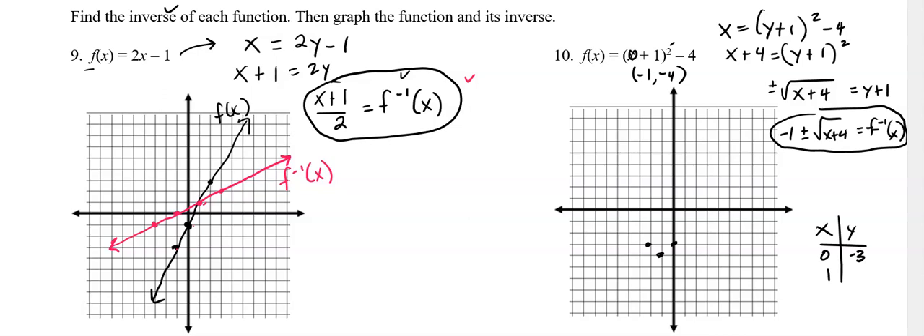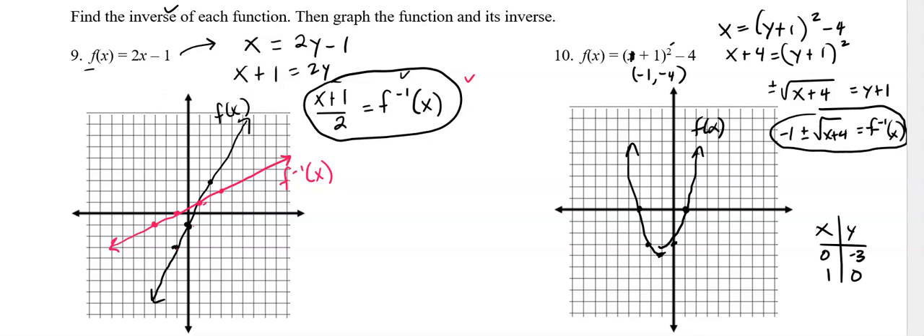And we'll do one more input. What if we let x be 1? So just come up here and replace x with 1. 1 plus 1 is 2. 2 squared is 4. 4 minus 4 is 0. So that's a point. So symmetry says this one is as well. And we'll just do a sketch of what this parabola looks like. So then we'll call this f of x.